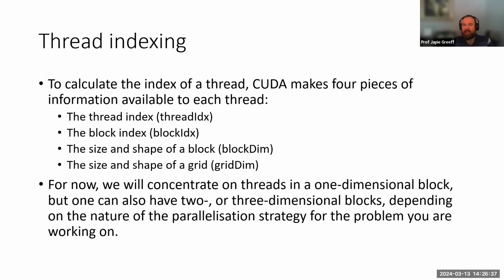So the first one is the thread ID. So that is the thread index within the block that I am in. Which thread am I? Then next, we've got the block index. So in which block do I find myself? And at the same time, we've got the size and shape of each of the blocks, as well as the size and shape of the grid that we are going to run this in.